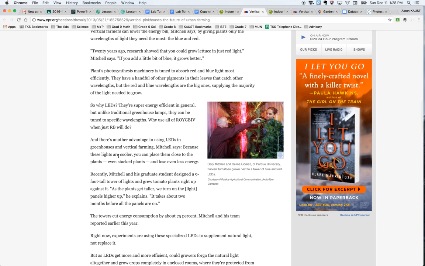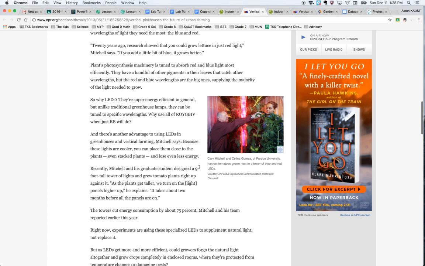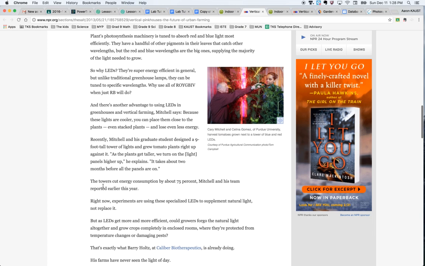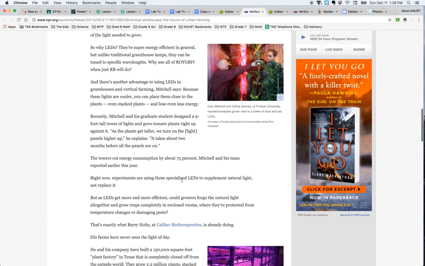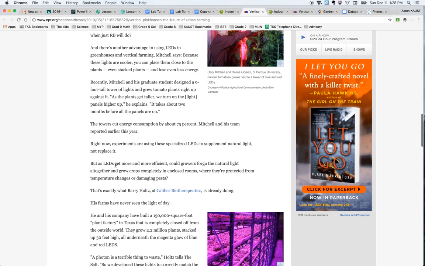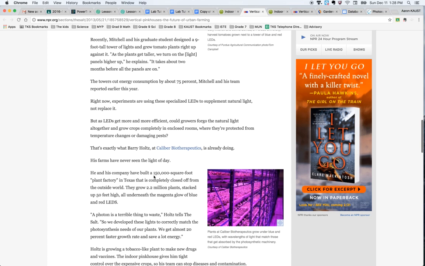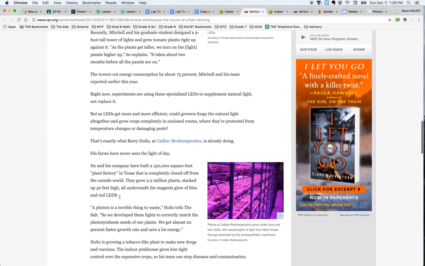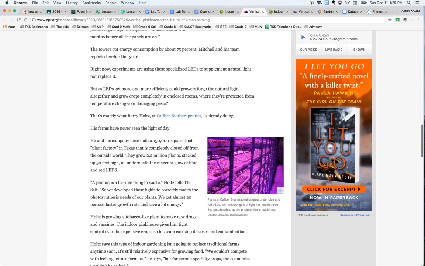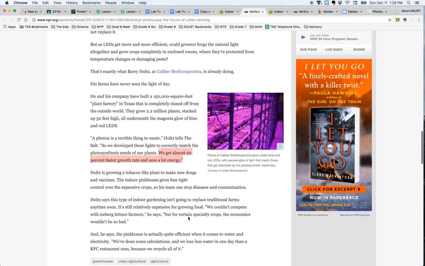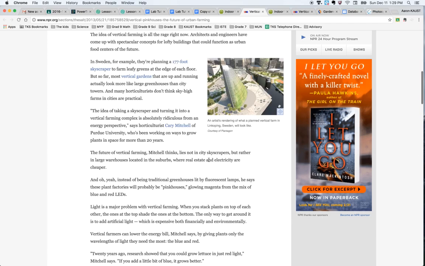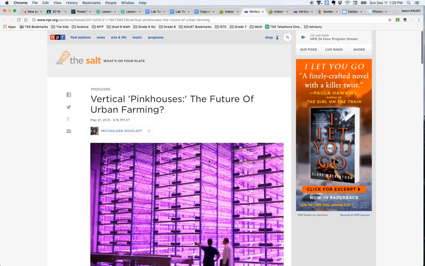I'm just looking to see if I see any numbers. I'm kind of scanning for numbers. So 9-foot tall towers. Towers cut energy consumption by 75%. Oh, that's kind of big. LEDs are more efficient. Could growers forego the natural light? They grow 2.2 million plants. Okay, this is some sort of company. Ooh, this is some information here. We get almost 20% faster growth and save a lot of energy.